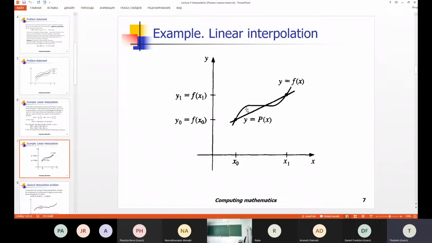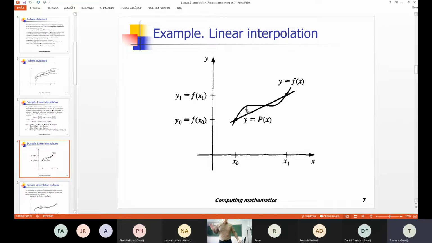Well, do you understand the main point of interpolation? We know just two points, and there are a lot of functions that can pass through these two points. We know nothing about these functions, but we want to approximate them. And as approximation, we can use a line that passes through these two points.